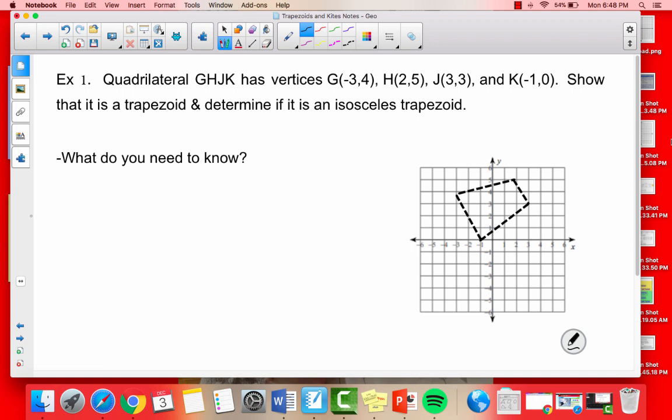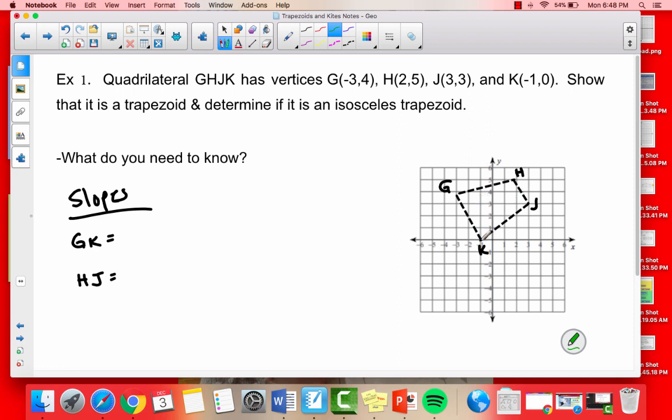If we look at this, all we need to know if something is parallel is if their slopes are the same. So what we could do is find the slopes of two of the four sides and see if they are parallel, and then we should be good to go. So I'm going to go ahead and find the slopes of GK and of HJ, and if they're equal, then we know that we have some parallel sides.